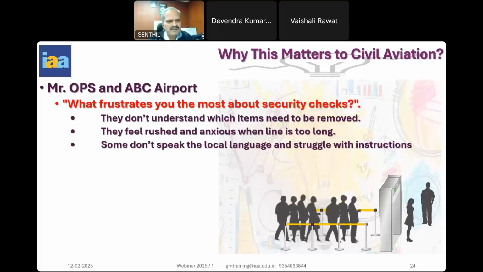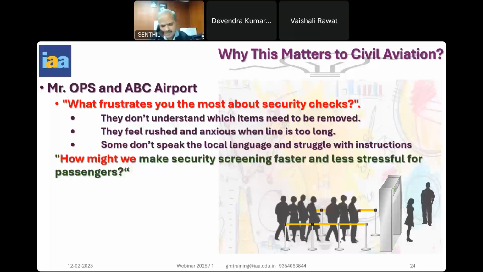Now you see what solution he has come out with. Again he went for brainstorming. First, he redefined the statement: how might we make security screening faster and less stressful for passengers? Now your question is answered. Ultimately Mr. Ops comes to the question: how might we make security screening faster and less stressful for passengers?